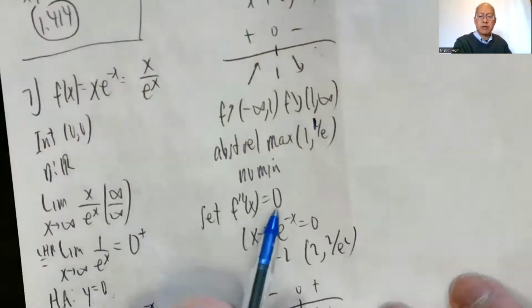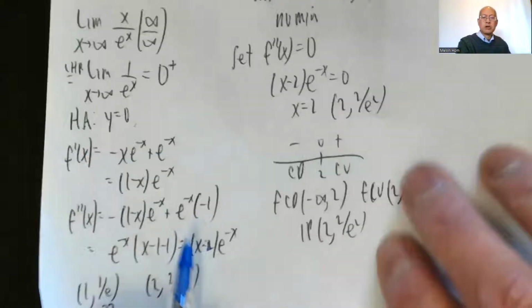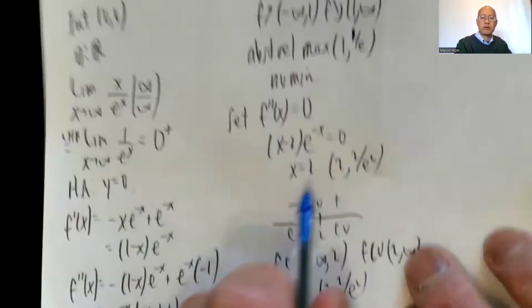Set f double prime equal to 0. This can never be 0. It's always positive. So x is 2, the point (2, 2 over e squared), which is about 0.27.